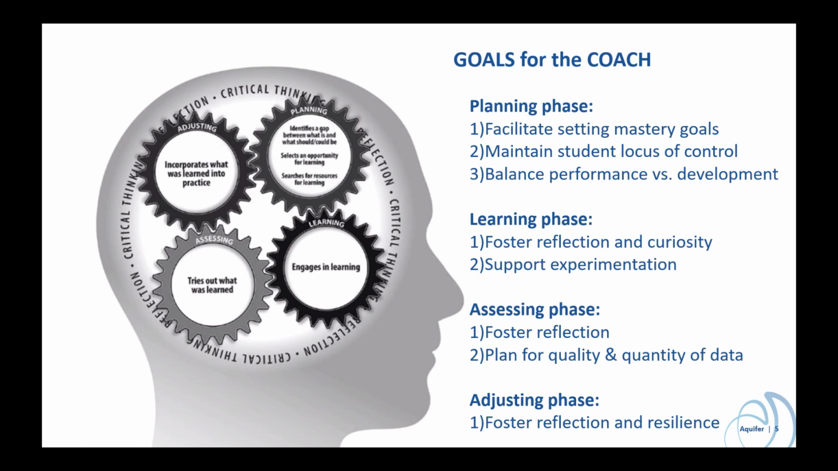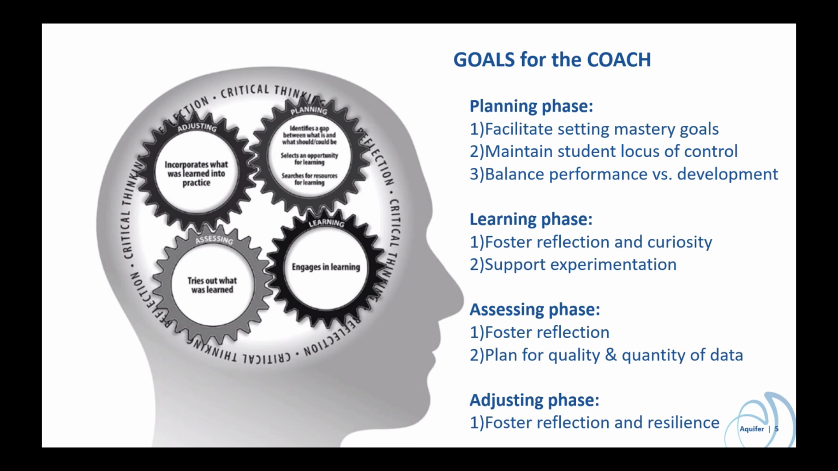So I'd like to loop back around and talk a little bit about the goals for the coach as it relates to the Master Adaptive Learner model. And so you can see in the learning, assessing, and adjusting phase, fostering reflection is super important, and you can do that with questions. If your student is in the planning phase, really help them set goals. Maintain that student locus of control, don't guide the agenda too much, and then help them balance that performance versus developing as a person.